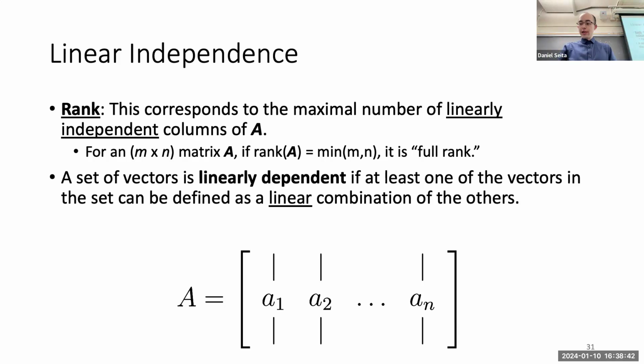We already talked about linear dependence. If one of the vectors can be defined as a linear combination of the others, then they're linearly dependent. So the corresponding matrix would not be full rank.